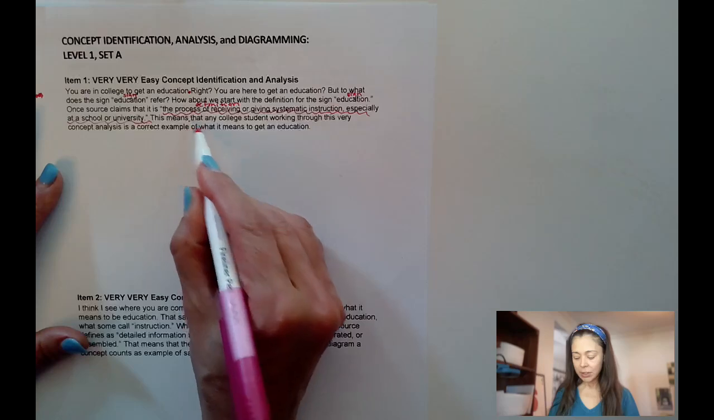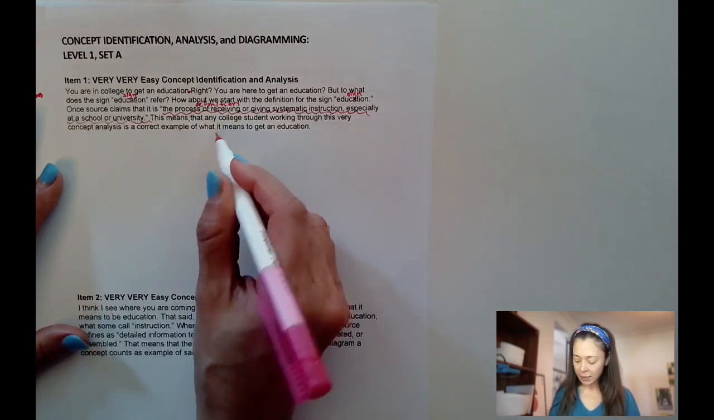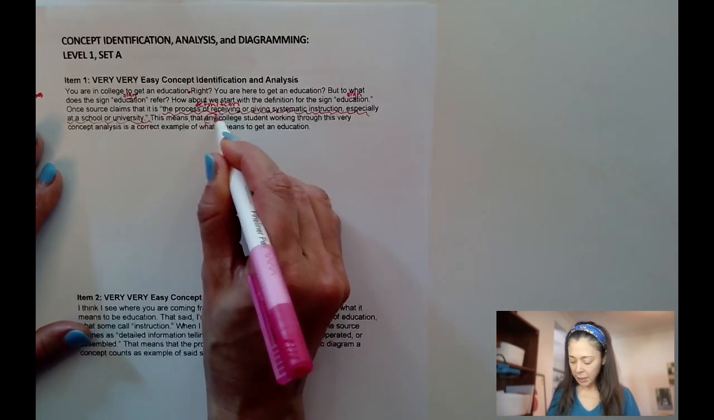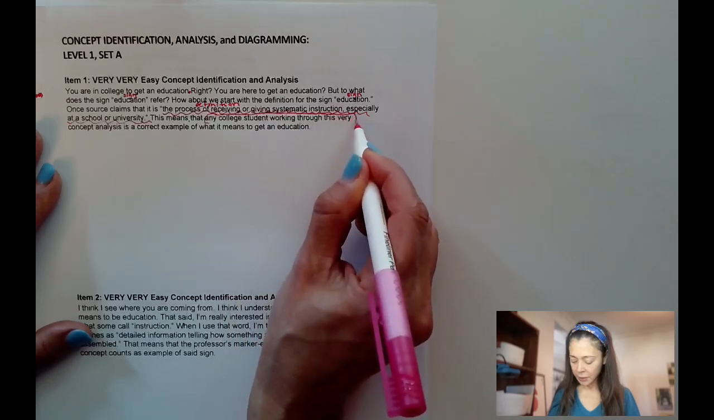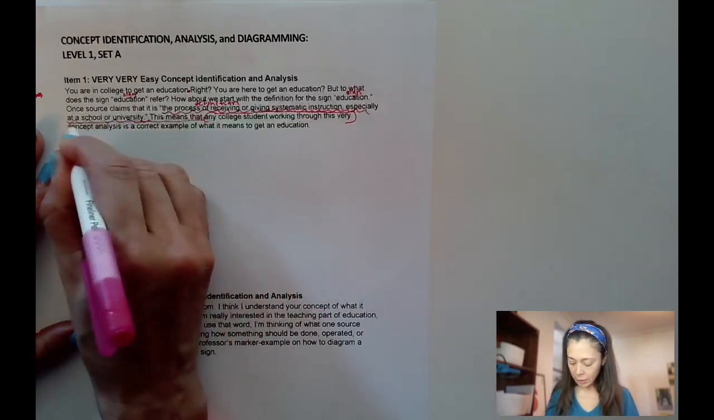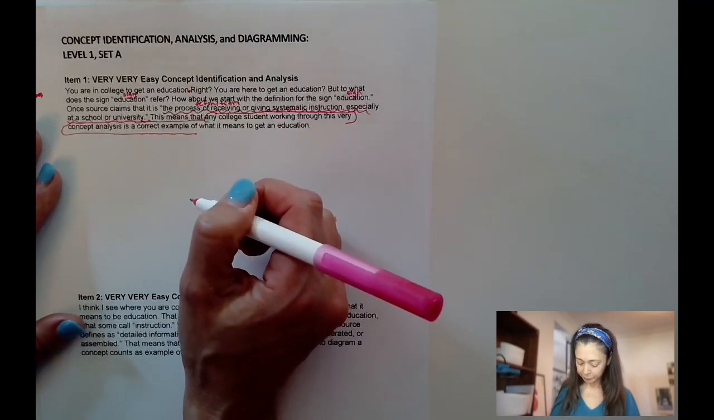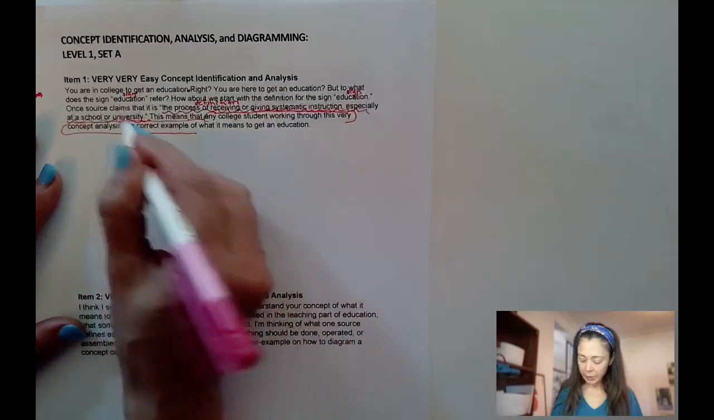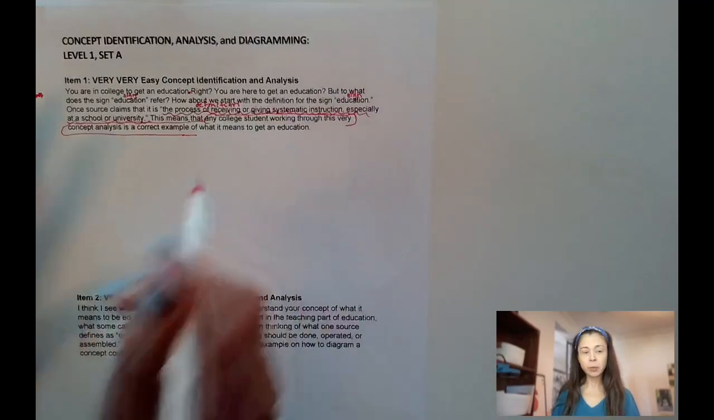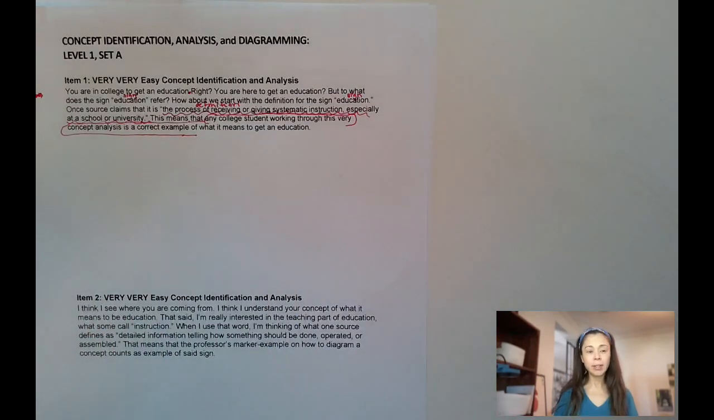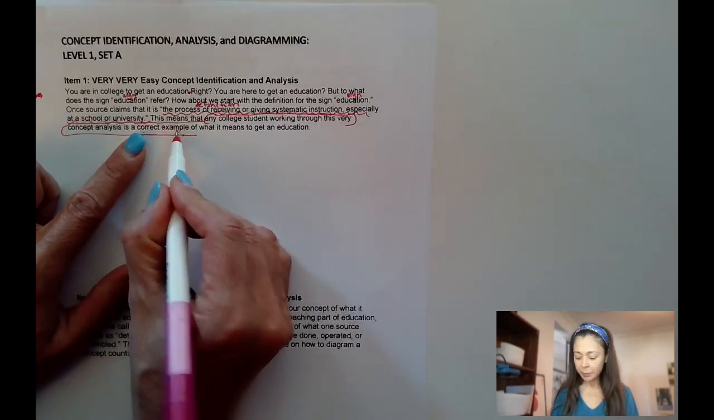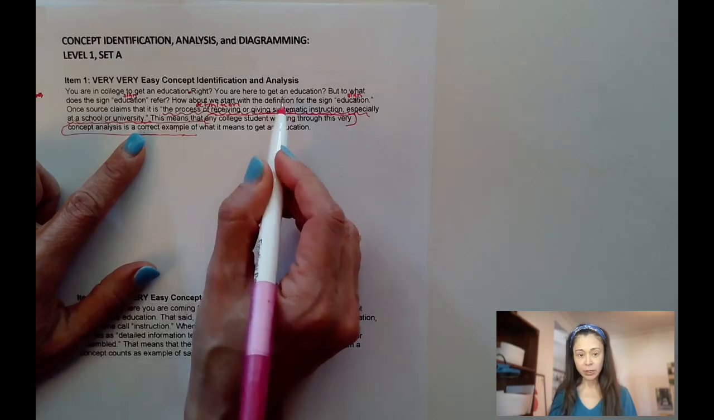Okay. So again, using our college level reading skills, we know that they're not really telling us the meaning by definition. They're going to tell us an example. In the example, of course, we circle it. Any college student working through this very concept analysis is a correct example of what it means to get an education. Okay, so really, I've circled too much. Again, we want to isolate what really is and only that which is that part of the concept that we're looking for. Here, obviously, they're giving an example, right? Because they said, is a correct example of what it means to get an education.